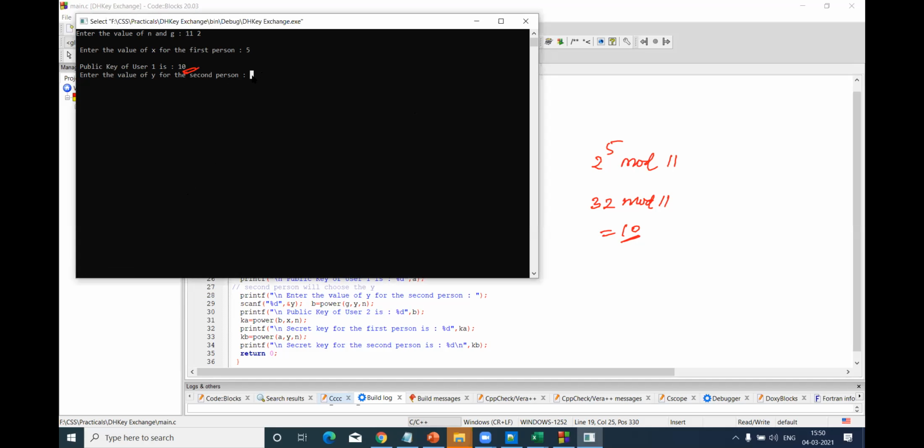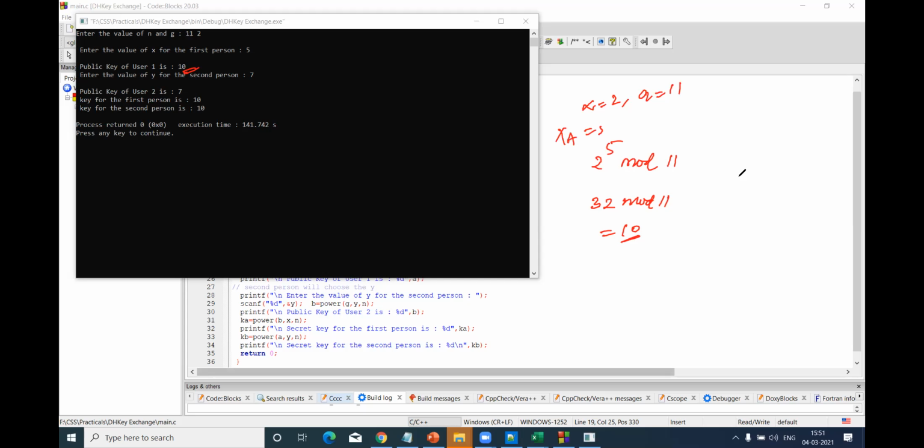Let me enter the y value, the second person's private key. I'll assume it is 7. Now, what are the values which have been calculated? My alpha value is equal to 2, my q value is equal to 11, XA value is 5, XB value is equal to 7, and YA value which has been calculated is 10. Similarly, YB value which has been calculated is 7.